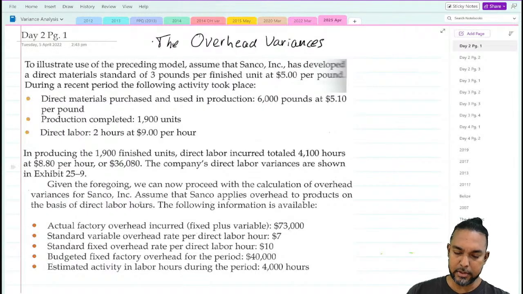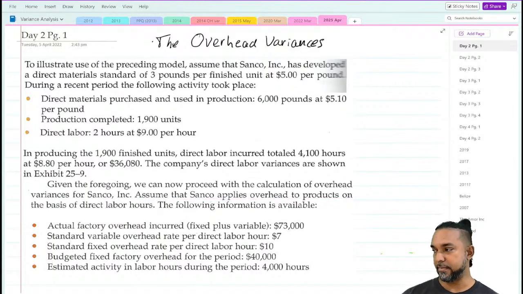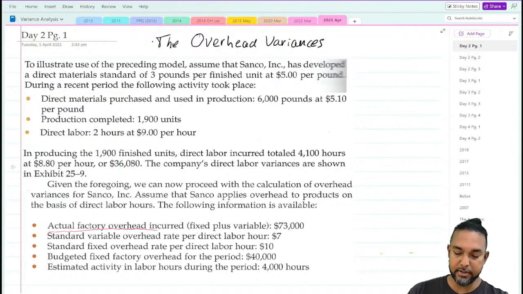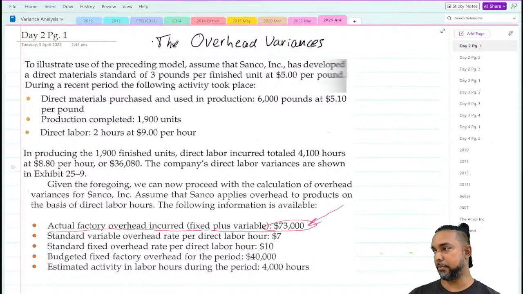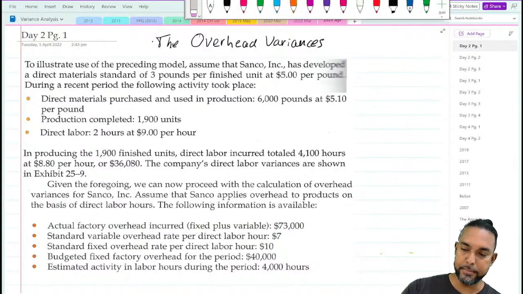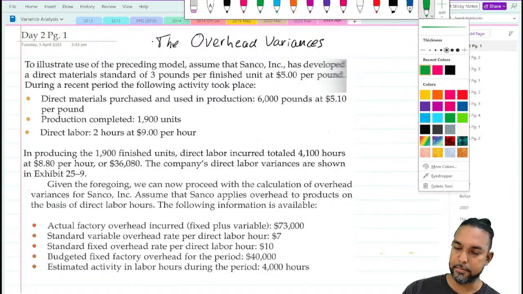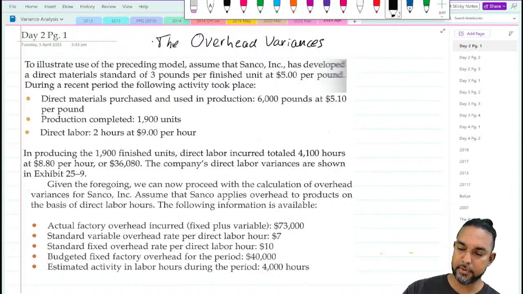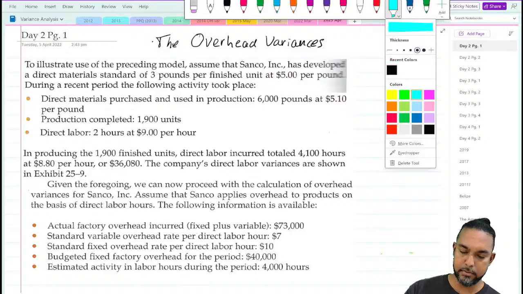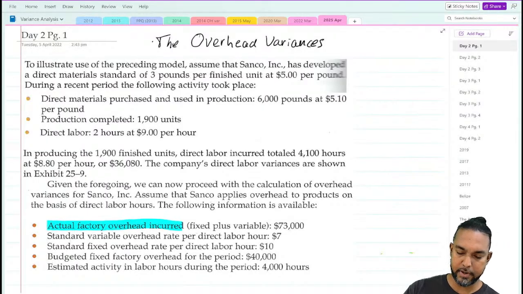So Sanko applies overhead to products on the basis of labor hours. Like we said, that harkens back to stuff from OAR and activity-based costing, but more OAR. Now, it says actual factory overhead incurred, fixed plus variable, is 73. So to me, this is actual. I'm going to highlight some stuff here so we could refer to it more easily when the time comes. Let's do that in blue. So actual factory overhead incurred, fixed plus variable, is 73,000.